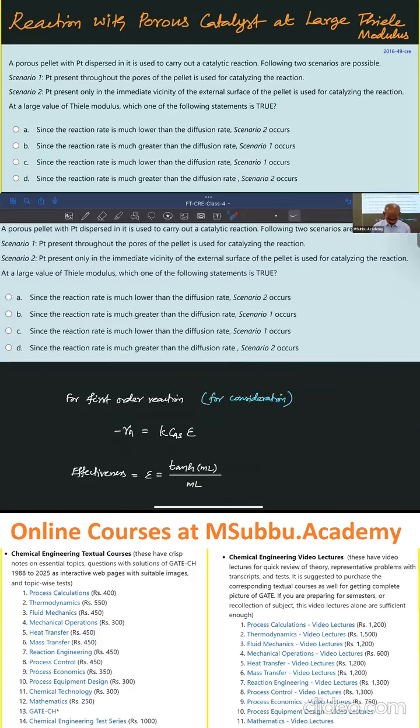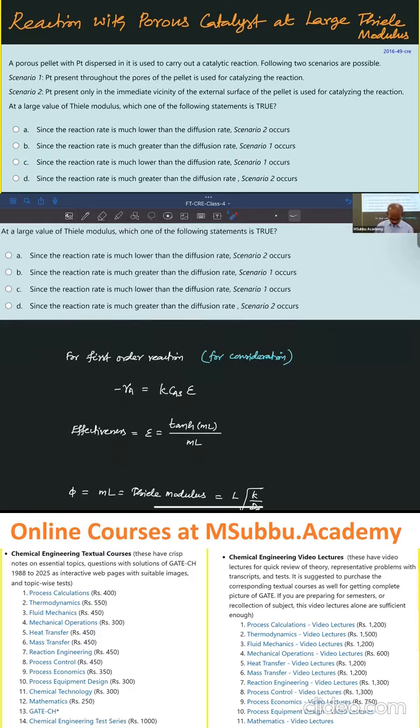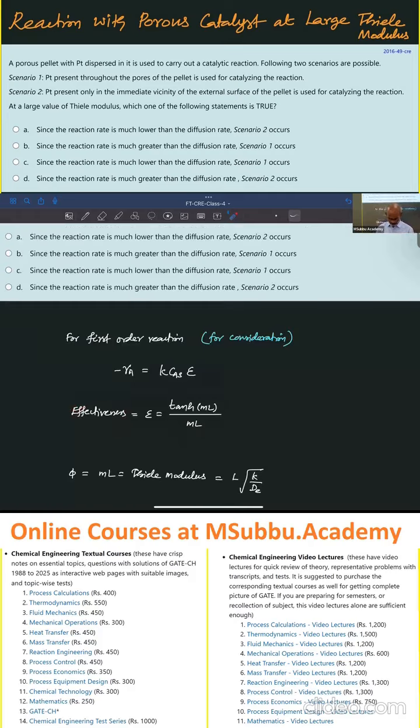For a first order reaction, rate is proportional to the concentration, and the proportionality constant is the rate constant, multiplied by the effectiveness factor because of the presence of a porous catalyst. The effectiveness factor is equal to 1 if there is no pore diffusion resistance, and in the presence of pore diffusion resistance, the effectiveness will be decreasing, or less than 1. The effectiveness factor is related to the Thiele modulus by: effectiveness factor equals tanh of mL divided by mL, where mL refers to the Thiele modulus.